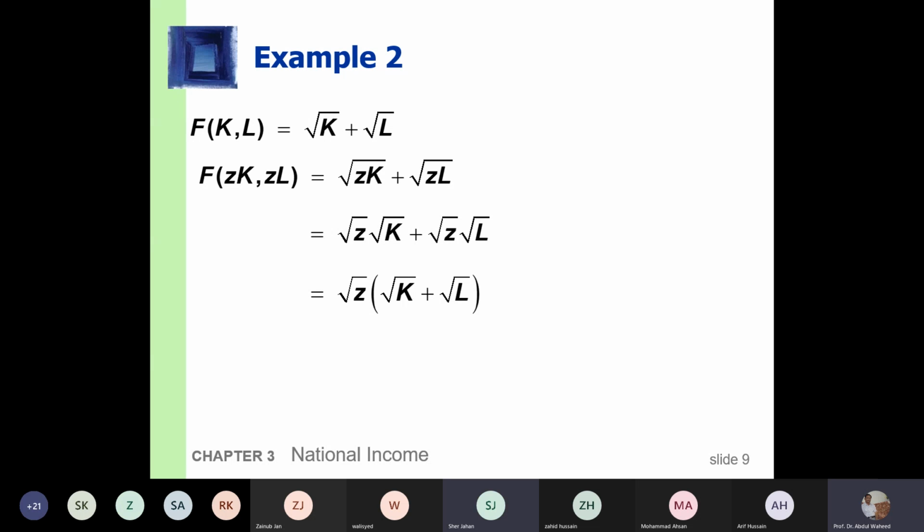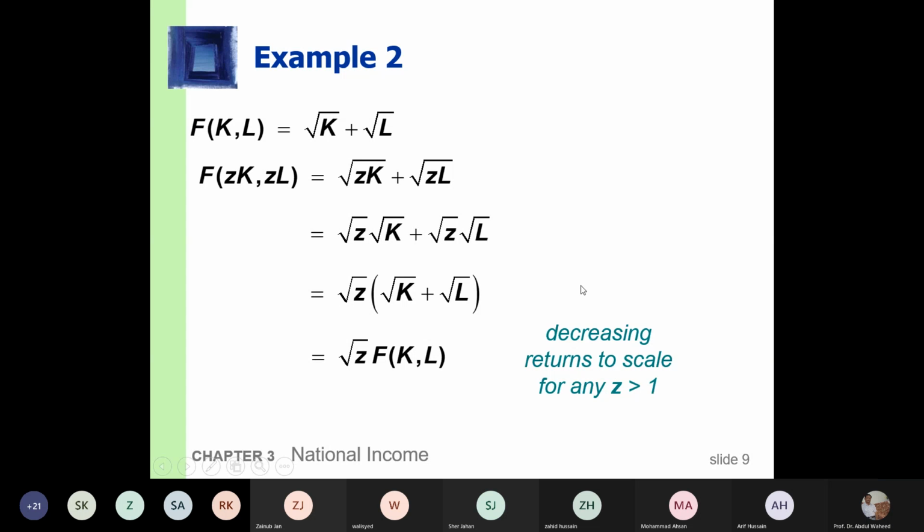square root of 16 is what? 16 का स्क्वायर रूट क्या होता है? 4. Yes sir. So this means we are increasing all inputs by 16%, but output will increase by 4% in this type of production function. So what type of scale we have? Increasing returns to scale, decreasing returns to scale, or constant returns to scale? Decreasing returns to scale, sir. So we have decreasing returns to scale.